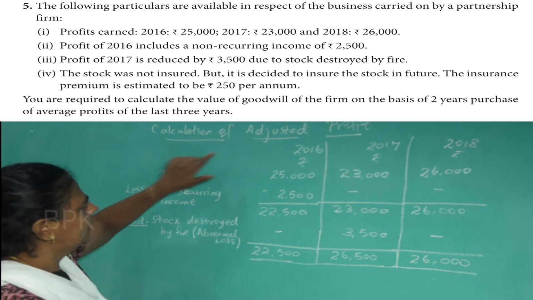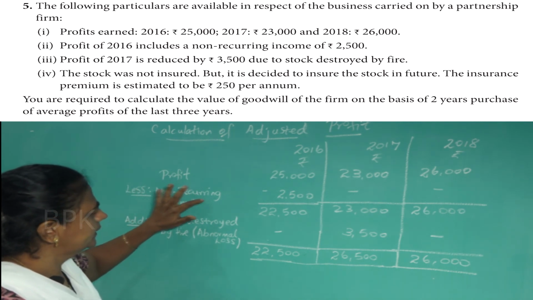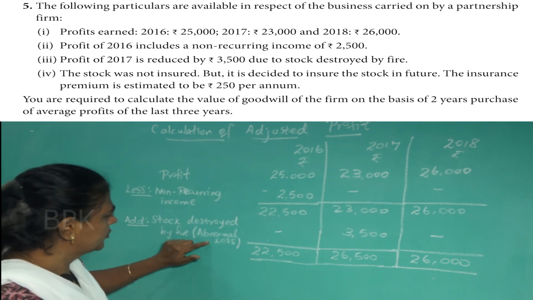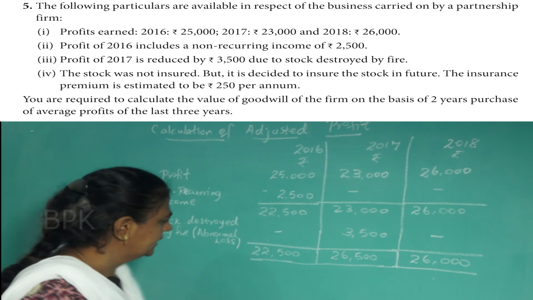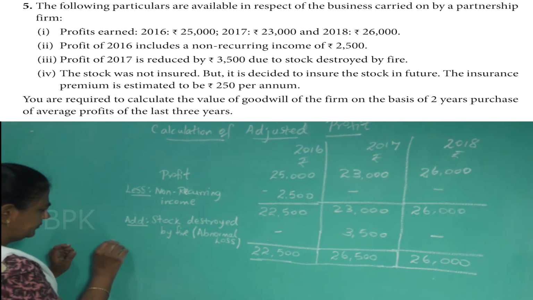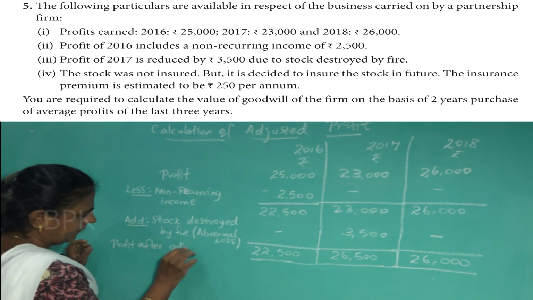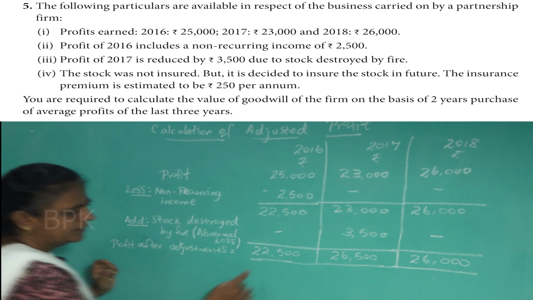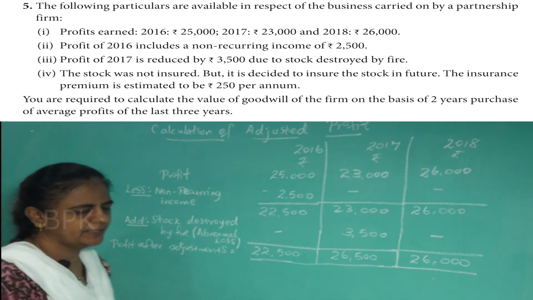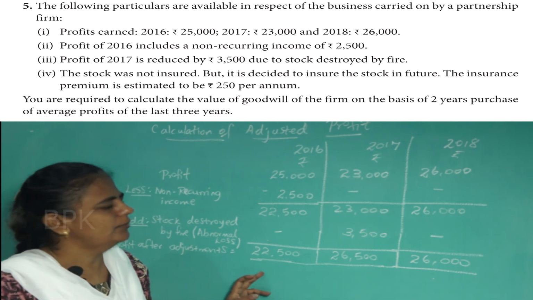So, how to calculate adjusted profit? First take all the profit. Any non-recurring income, subtract. Any abnormal loss, that you add, and find out the adjusted profit, profit after adjustments. These are the profits for the 3 years. Now, what you have to do? You have to find out the average profit. So, calculate now average profit.